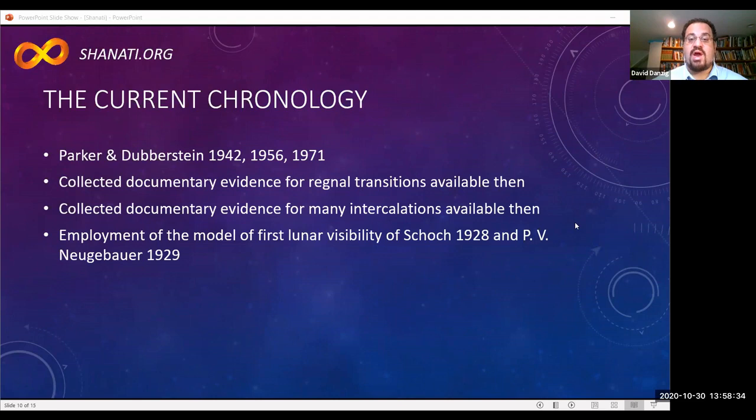The standard work that is relied upon for the daily chronology of the ancient Babylonian calendar in correlation with proleptic Julian dates was published by Parker and Duberstein in 1942, with minor updates through 1971. The basis of their approach was the collection of the documentary evidence for regnal transitions and intercalations that was available then, back in 1942, supplemented by an astronomical model of first lunar visibility to supplement the data for month lengths.